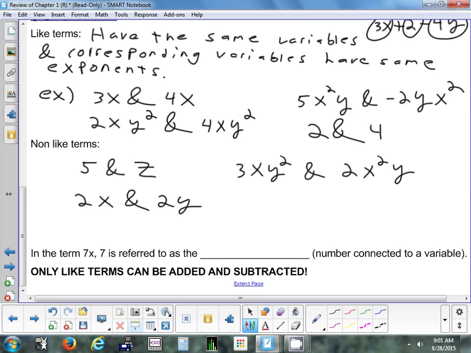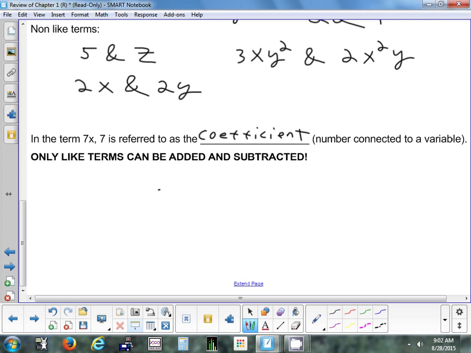Coefficient. Oh, it worked, Mr. Roy. We got it. Coefficient. Perfect. Anytime you have a number in front of a letter, like there, that's called a coefficient. In 2xy, 2 is a coefficient.